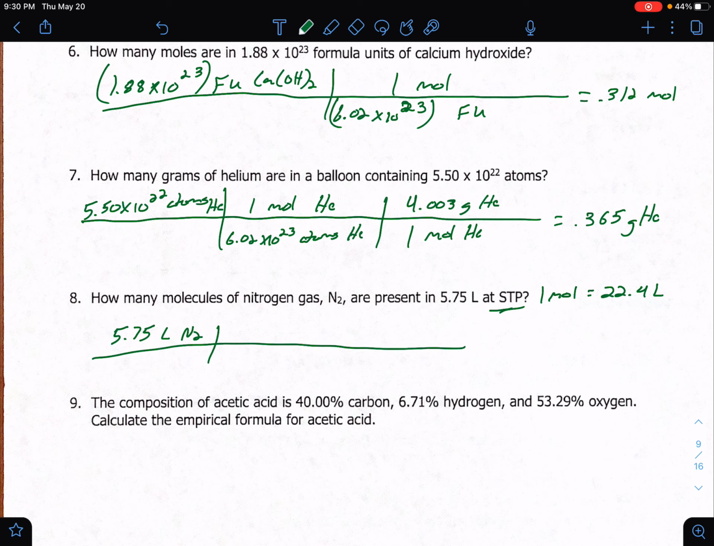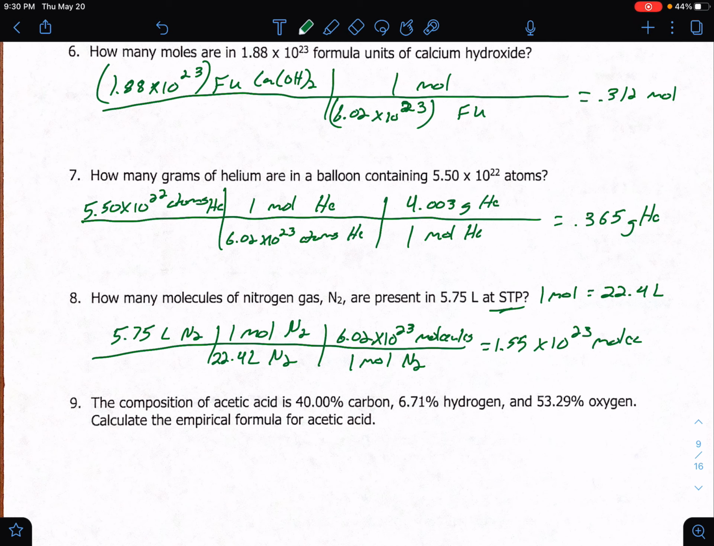5.75 liters of nitrogen gas, so N2. And I want to get molecules, so first thing I can do is I'm going to bring liters of N2 on bottom. I know that 22.4 liters equals 1 mole, so I've got to get out of liters and into moles first. Now I can get to molecules. I know that 1 mole of N2 equals 6.02 times 10 to the 23rd molecules. Okay, multiply everything on top, divide by the bottom, and you should get 1.55 times 10 to the 23rd molecules.